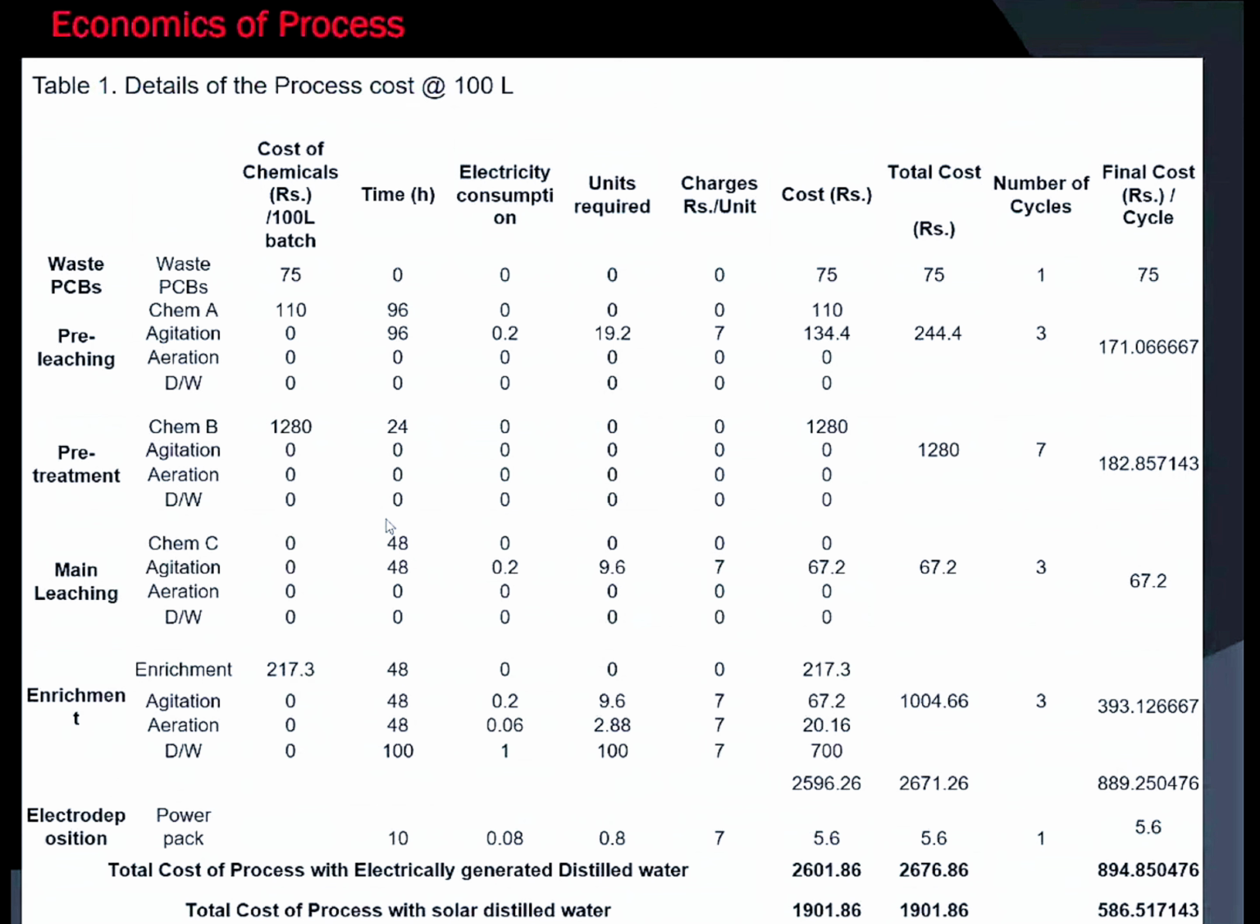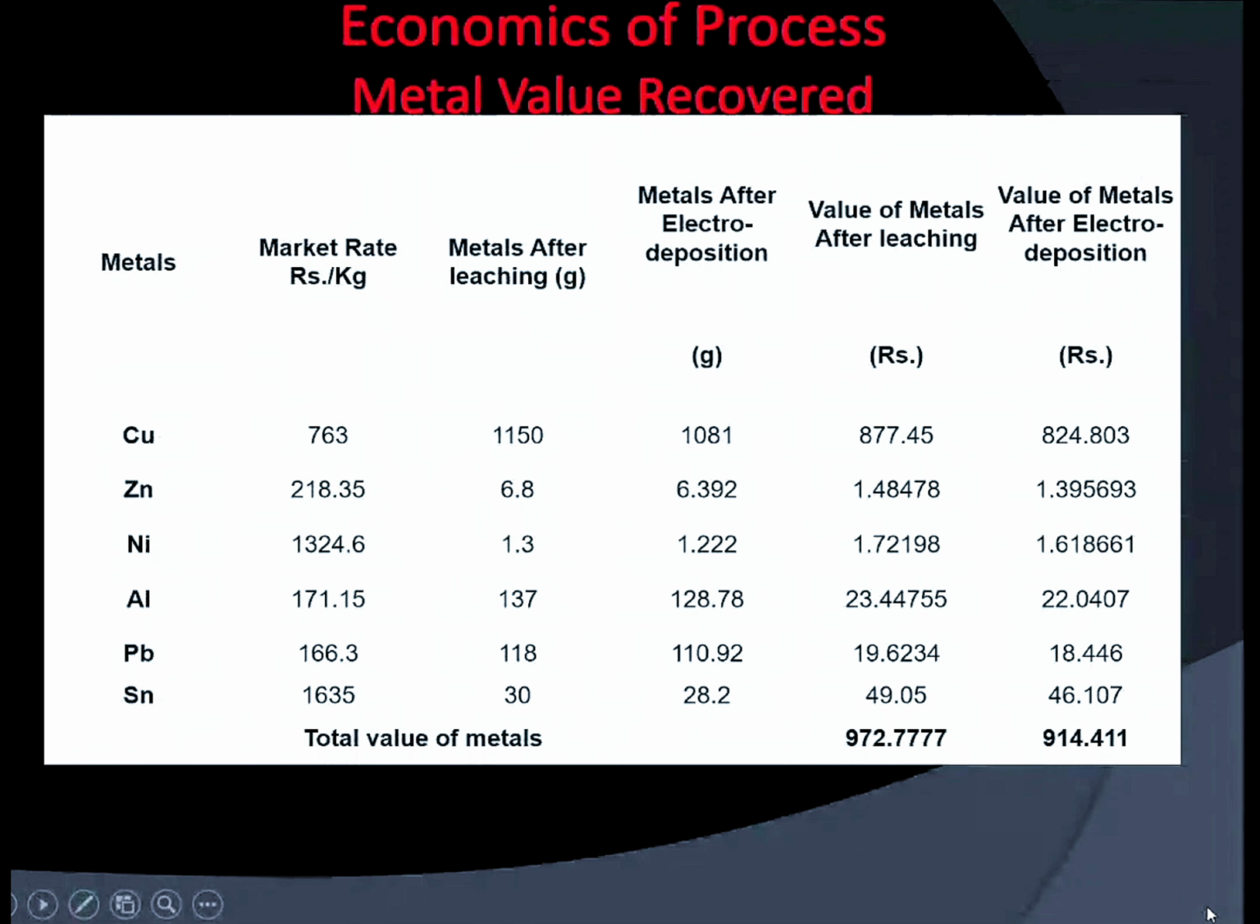These are some economics, what the cost involved is at every step. Accordingly, it has been calculated, and the process cost was estimated at around 894. But if you use solar distilled water, it will be minimized to 586 rupees. This is the total value of metals. See, once we extract the metals, they have some value. That value which has been calculated was around 914.